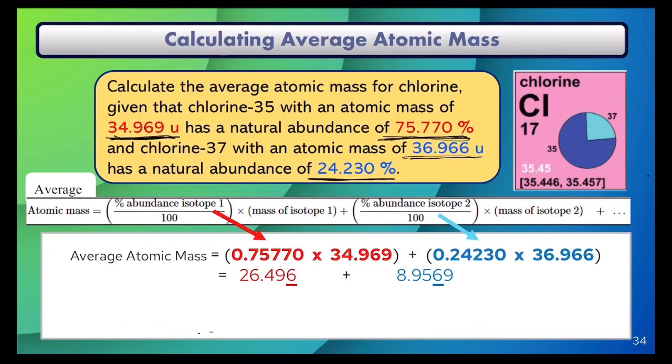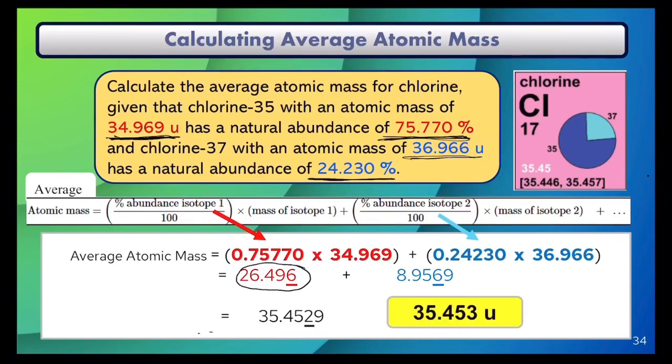8.9569. The reason these digits are underlined is because of significant figures. The thousandths place is where the first value stops, and that is our least precise value. So when we add these numbers together, our final answer should be recorded to the thousandths place, because this value is the least precise value, and that's what limits our answer. So we're going to round 35.4529 to 35.453 units. That's our final answer for the average atomic mass calculation.